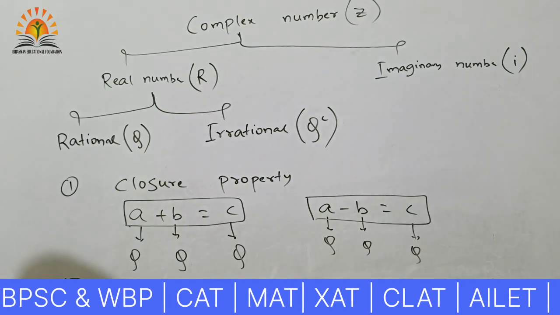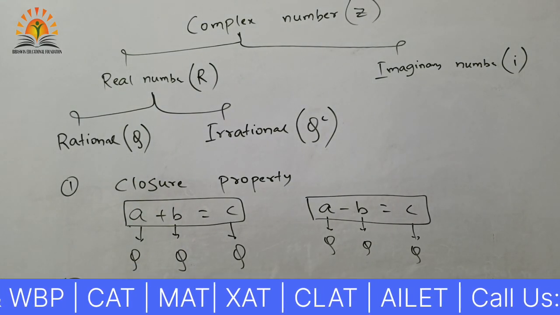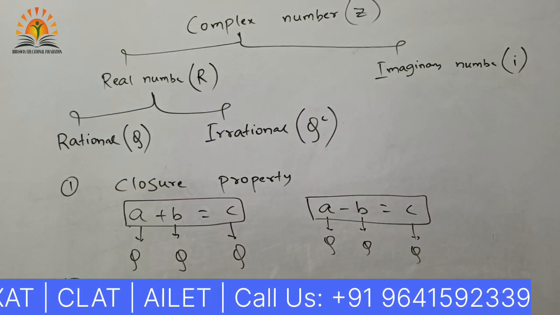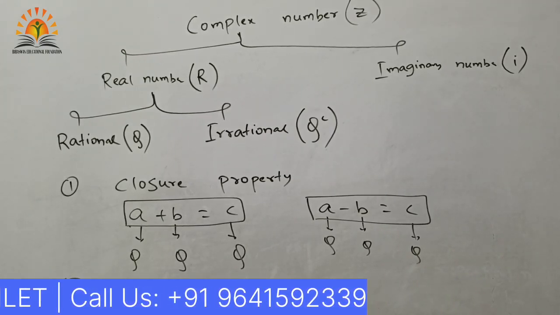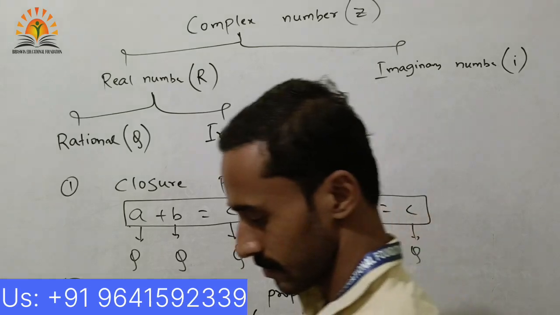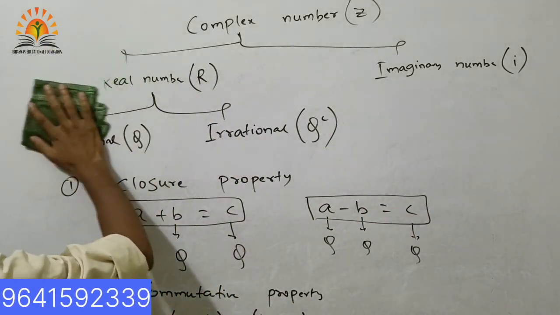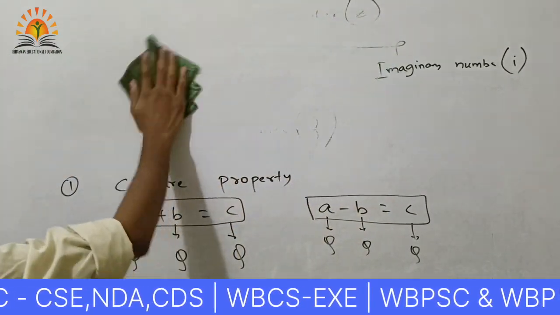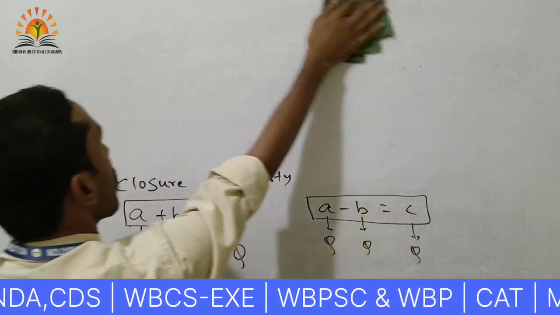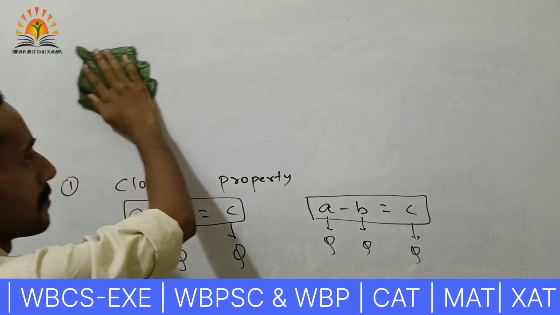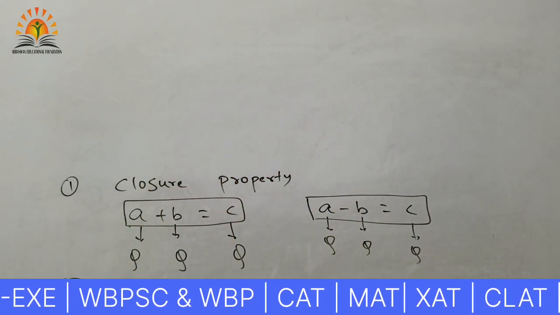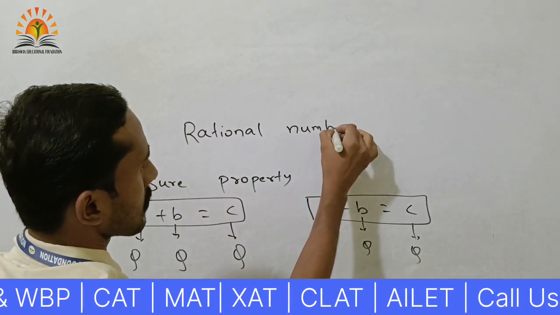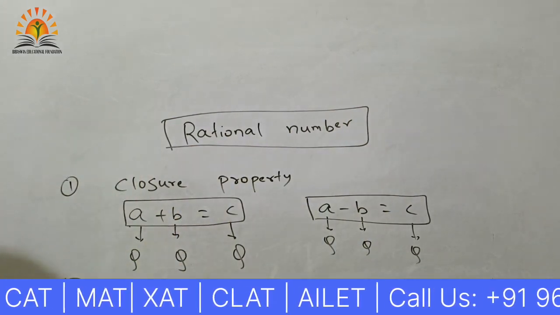Okay, now we understand these two properties. So write it down. In the front, upward, you should write rational number properties. After that, we will discuss the properties of real numbers.